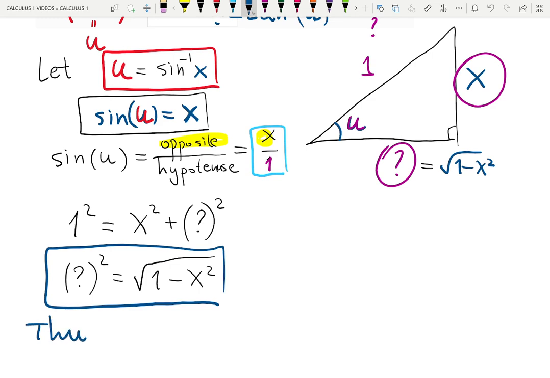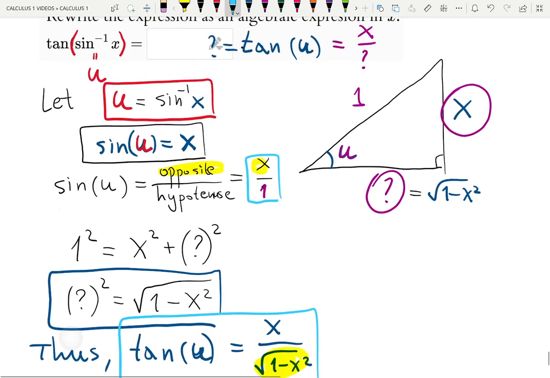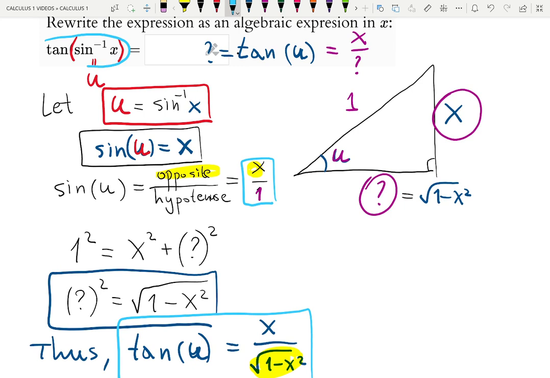Thus, tangent of u from that right triangle will be the opposite over the adjacent, x over the square root of 1 minus x squared. And we just found the adjacent side. This is the answer because, if you remember, we were asked to find tangent of arcsine, and u is the arcsine. So it is tangent of arcsine of x.